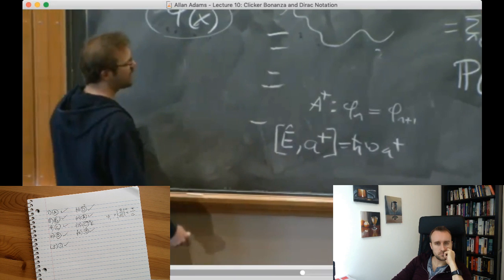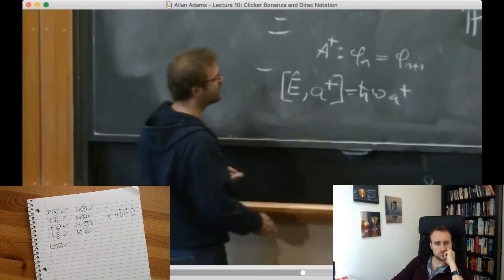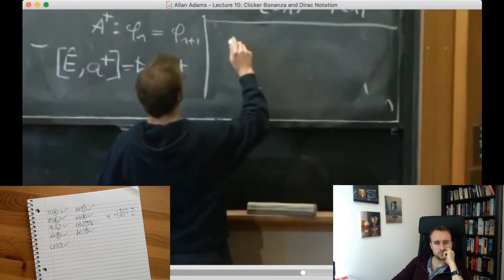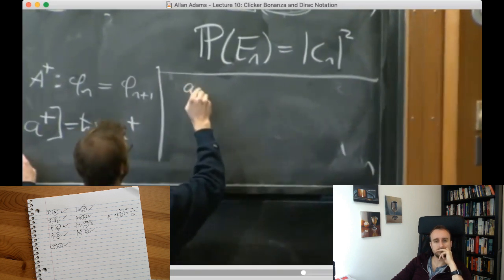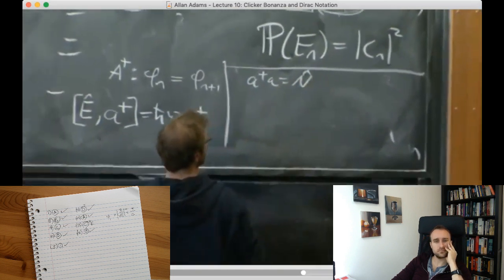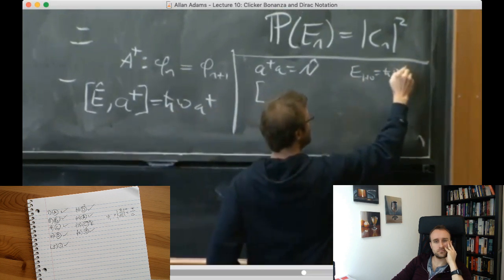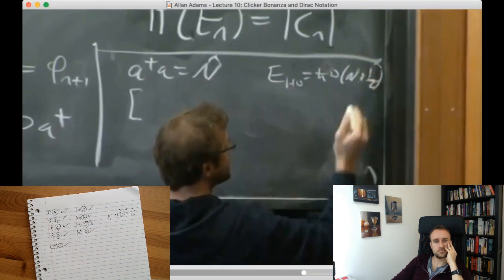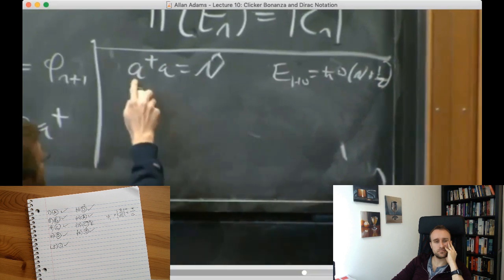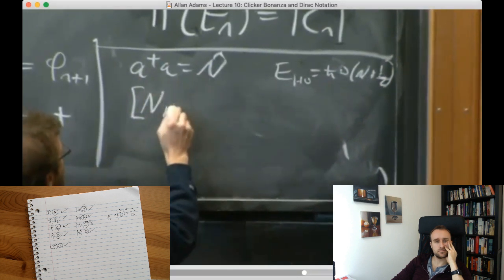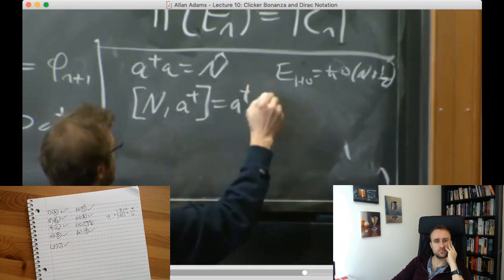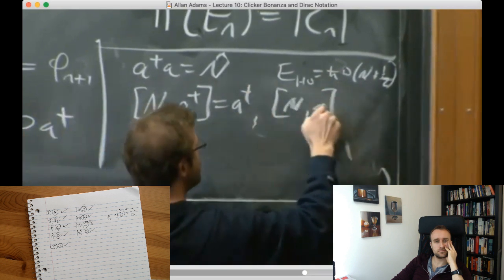On the other hand, it's not like it's never useful. So consider the following example. I don't remember, so let me just say it. Consider if we write A dagger A equal to N. Then the energy operator for the harmonic oscillator was equal to h bar omega times N plus 1 half. That's what we derived last time. If we define A dagger A as N, then the commutator of N with A dagger is A dagger, and the commutator of N with A is equal to minus A.